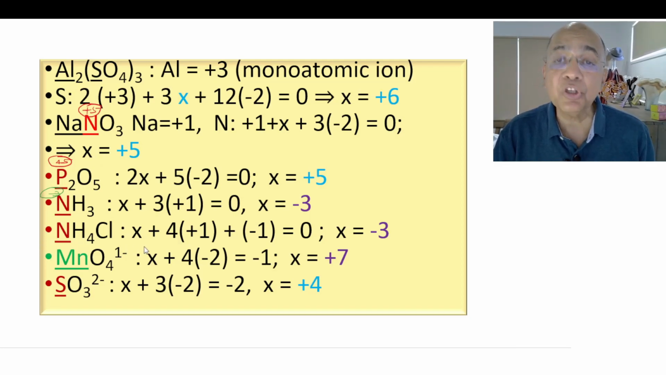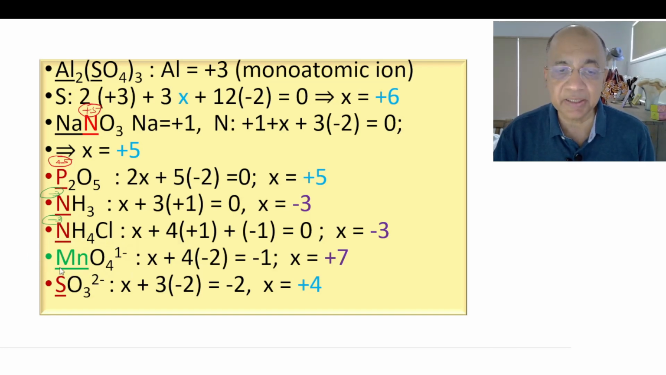Same thing will happen in ammonium chloride. Nitrogen is supposing X, this is 4 times +1, and chlorine is -1, because chloride ion is a monoatomic ion. So that is equal to 0, so X comes to be the same, -3.